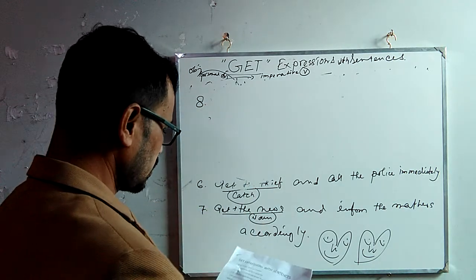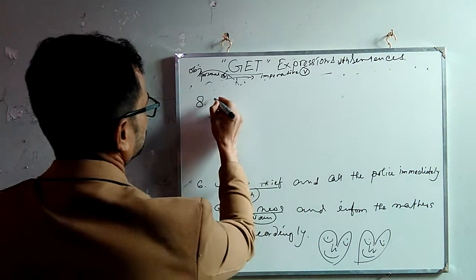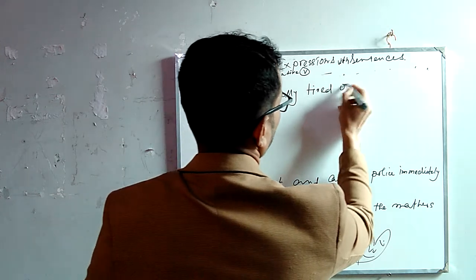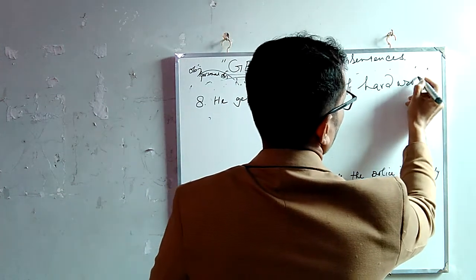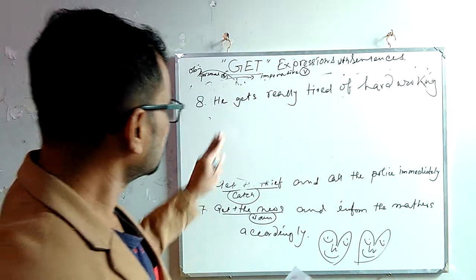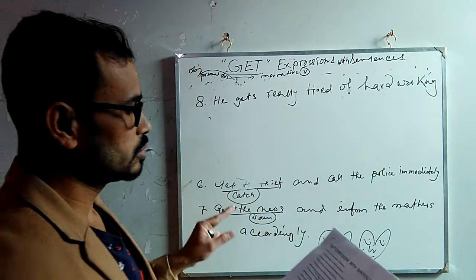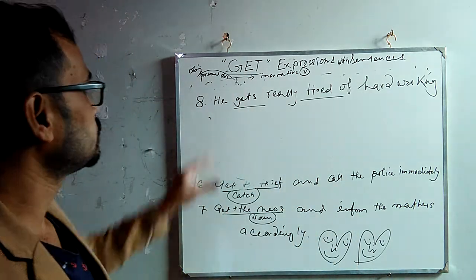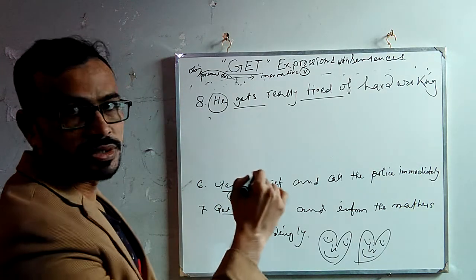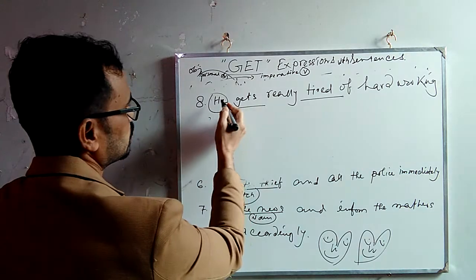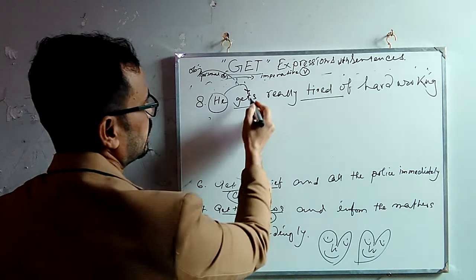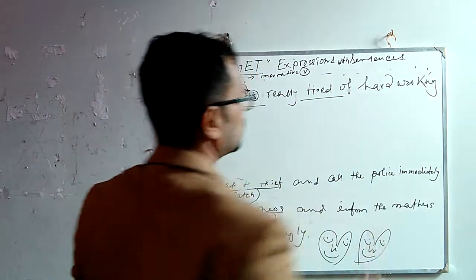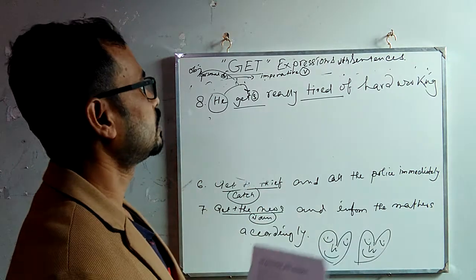So number eight, he gets really tired of hard working. He gets really tired of hard working. That means to become bored of something or some reason. Tired of, okay. Here I use gets. This is third person singular number. When we use third person singular number, the verb should be in present form, and we will use s with the present form. So he gets really tired of hard working. That means to become bored of something or some reason.